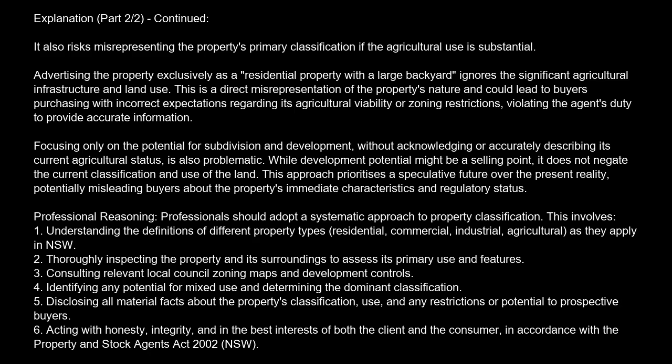Advertising the property exclusively as a residential property with a large backyard ignores the significant agricultural infrastructure and land use. This is a direct misrepresentation of the property's nature and could lead to buyers purchasing with incorrect expectations regarding its agricultural viability or zoning restrictions, violating the agent's duty to provide accurate information. Focusing only on the potential for subdivision and development, without acknowledging or accurately describing its current agricultural status, is also problematic.